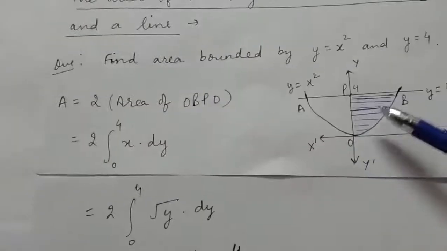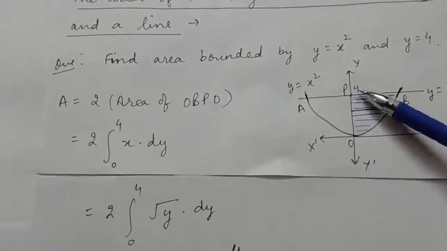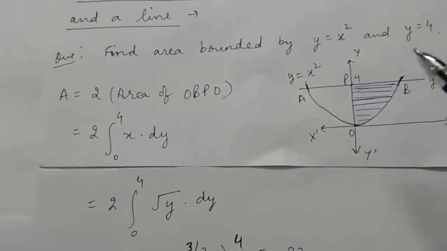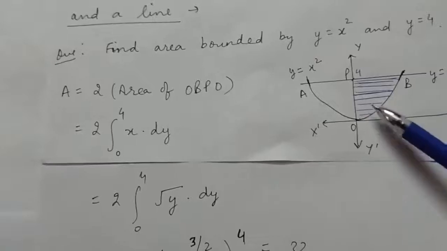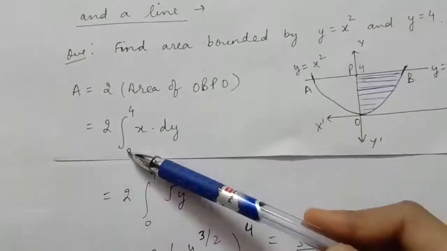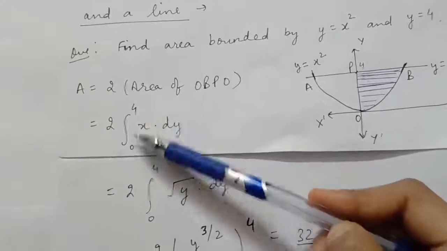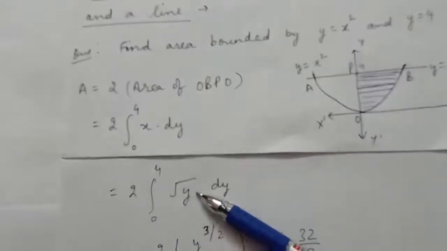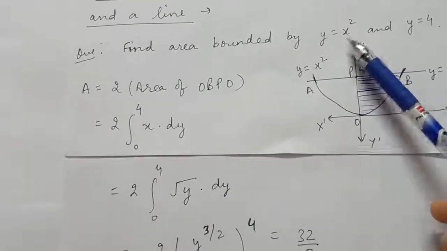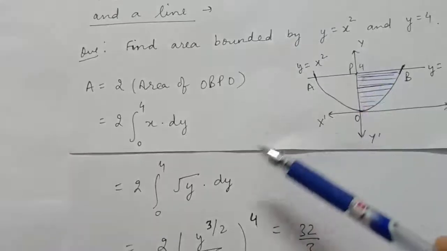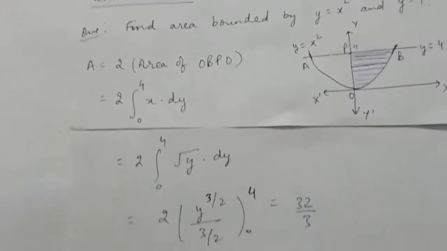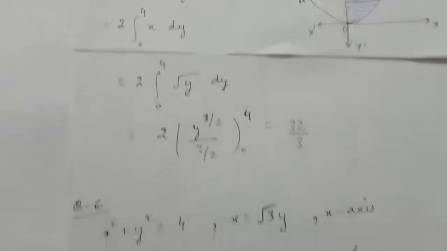Now to calculate the area of this region, we will take the limits of the y-axis from 0 to 4. Now see this region, if we take this as the limit, this complete area is under the curve y is equal to x square, and because we have taken the limits of the y-axis, write the functions in terms of y. In the question, the equation is given as y is equal to x square. So x will be root y, right? So root y into dy. Now integrate this and put the limits, you will get the answer as 32 by 3.